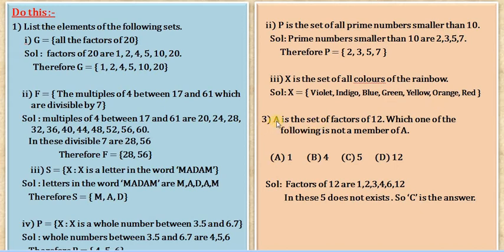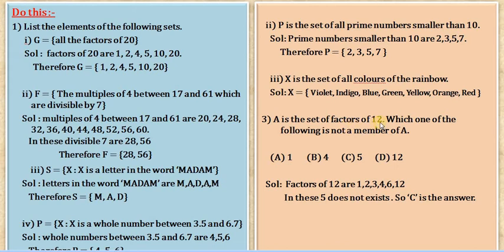Next, third question. A is the set of factors of 12. Which one of the following is not a member of A? So here is a multiple choice question. The first choice is 1, second choice 4, third choice 5, and fourth choice is 12. Among these, which is not a factor of 12?